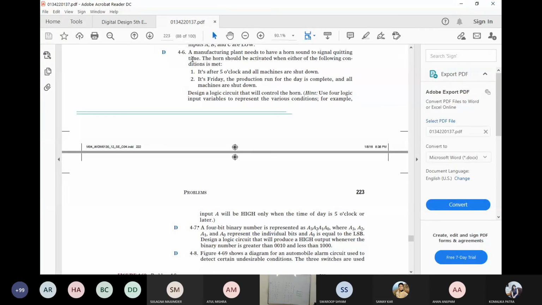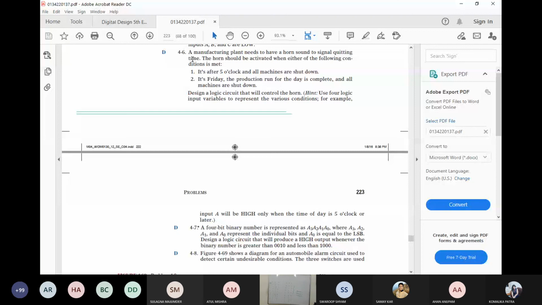Yes, ma'am. Okay. A manufacturing plant needs to have a horn sound, it seems. Right? The horn should be activated when either of the following conditions is met. First condition is it's after 5 o'clock and all machines are shut down. And second condition is it's Friday, the production run of the day is complete and all the machines are shut down. Design a logic circuit that will control the horn. There's a hint also.